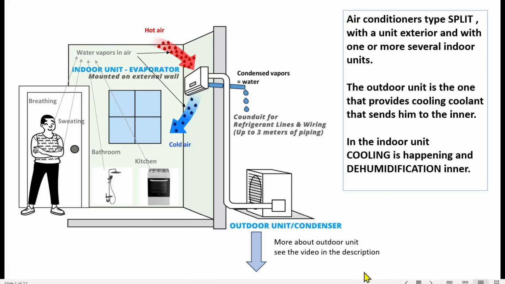Let's see now how split-type air conditioners with an exterior unit and with one or more indoor units work. The outdoor unit is the one that provides coolant that it sends to the inner unit. In the indoor unit, cooling and dehumidification are happening. People release humidity by breathing and sweating. Also, humidity can be generated in bathrooms and kitchens. The humidity rises with the hot air, enters the interior unit where it's condensed and also cooled.